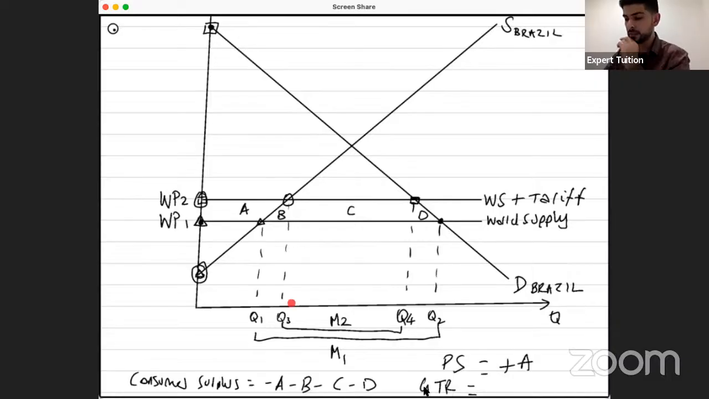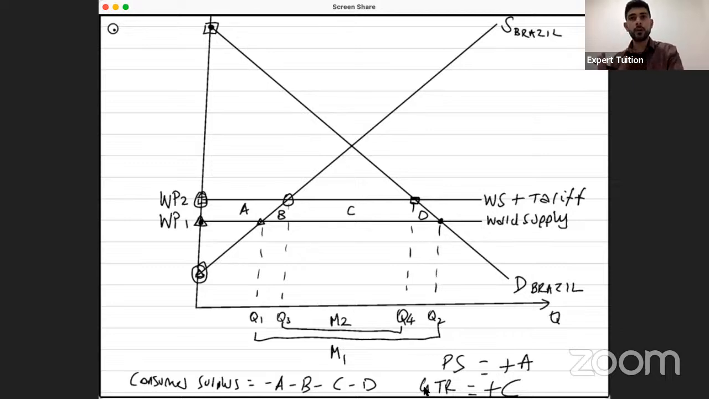You guys agree the distance between Q3 and Q4 on my diagram, that width is the level of imports. The height, that is the tax, that is the tariff, that is the tax per unit. So what is the area? The area that the government generates tax revenue on is equal to plus C. That is the government tax revenue.